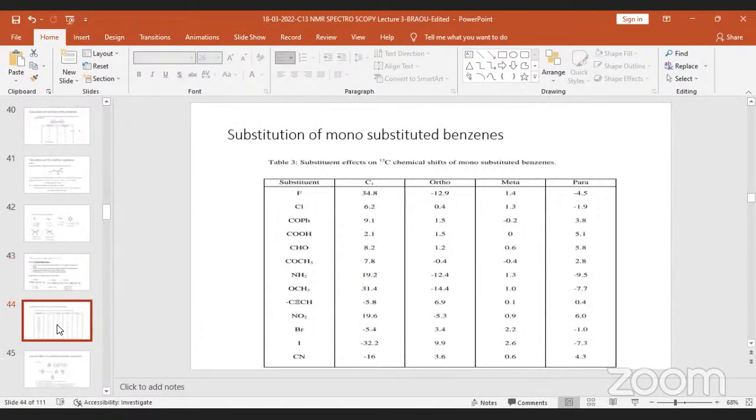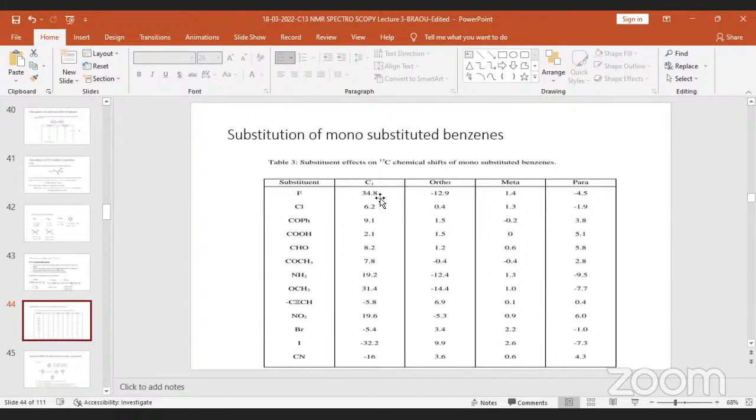And now benzene. The basic benzene value is 128, and similarly, this should be the calculation of values of monosubstituted benzenes. Substituent effects in monosubstituted benzenes. See like this.